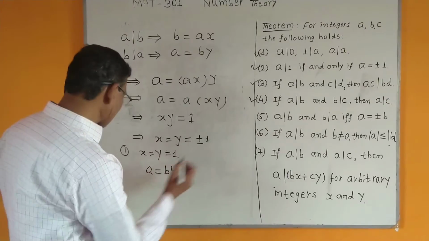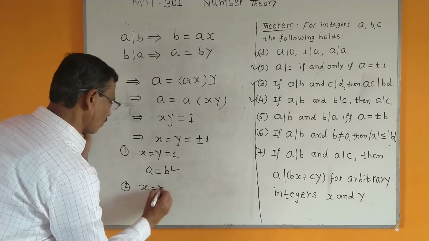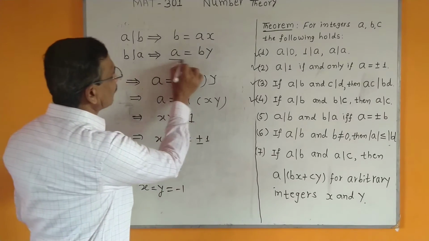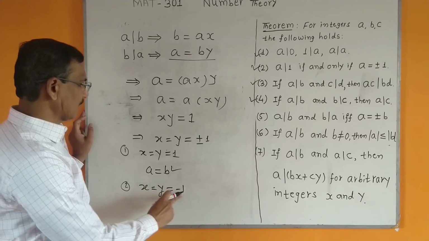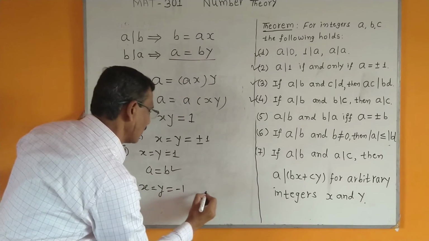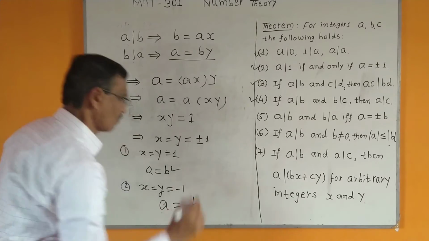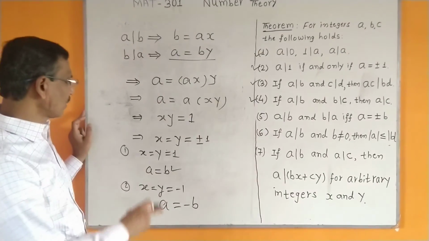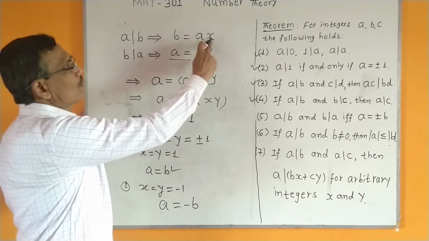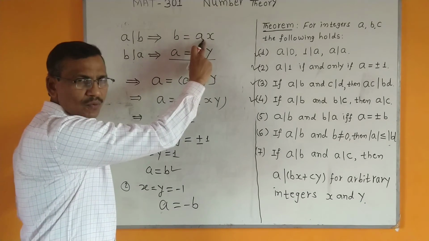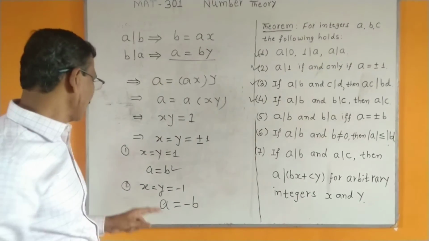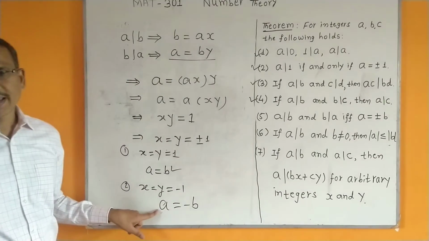Means if we consider x is equal to y is equal to 1, we get A is equal to B. Now consider the second case, x is equal to y is equal to minus 1. If we consider the second equation, A is equal to B times y, y is minus 1. B times minus 1 is minus B. Means from the second equation we get A is equal to minus B. Or if you put the value of x in the first equation, x is minus 1, B is equal to A times minus 1. That means B is equal to minus A, and B is equal to minus A can again be written as A is equal to minus B.